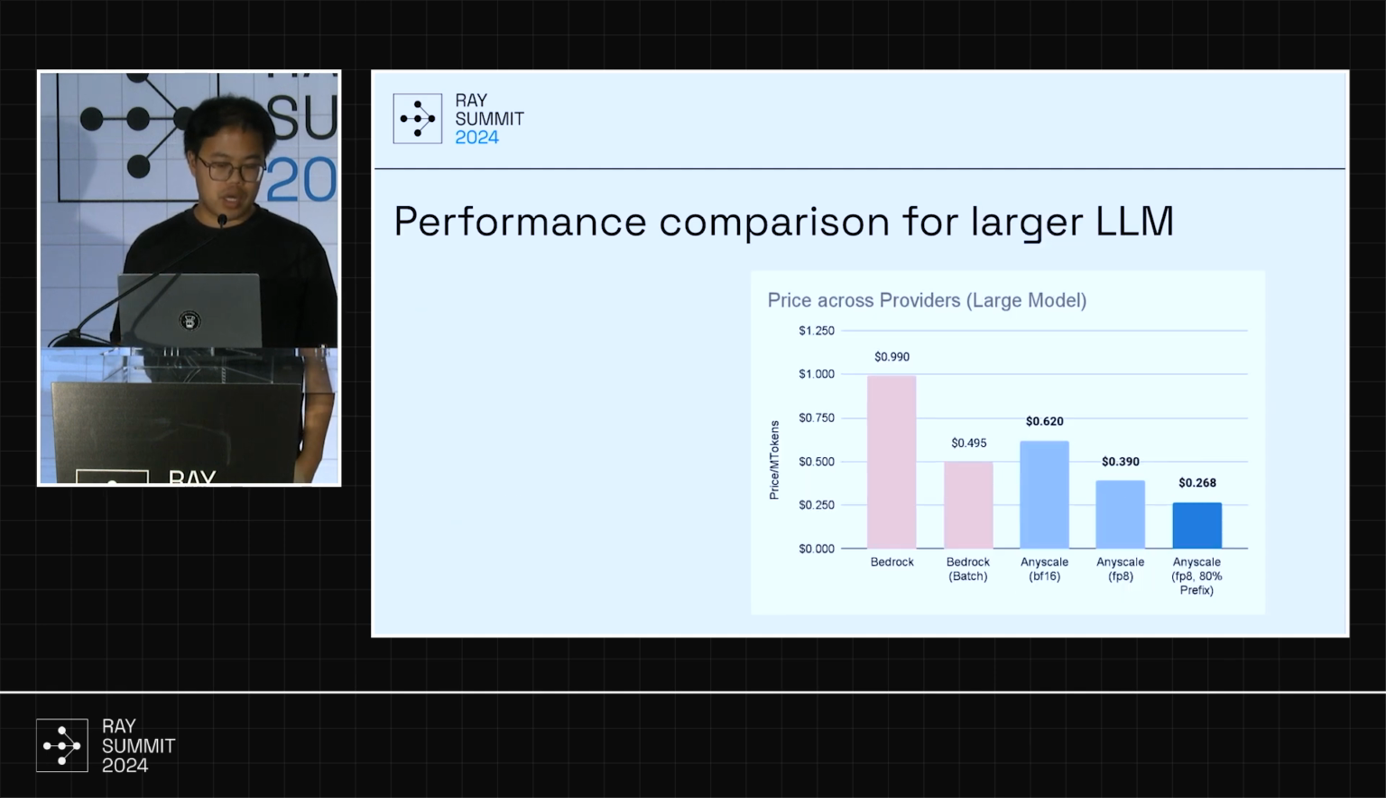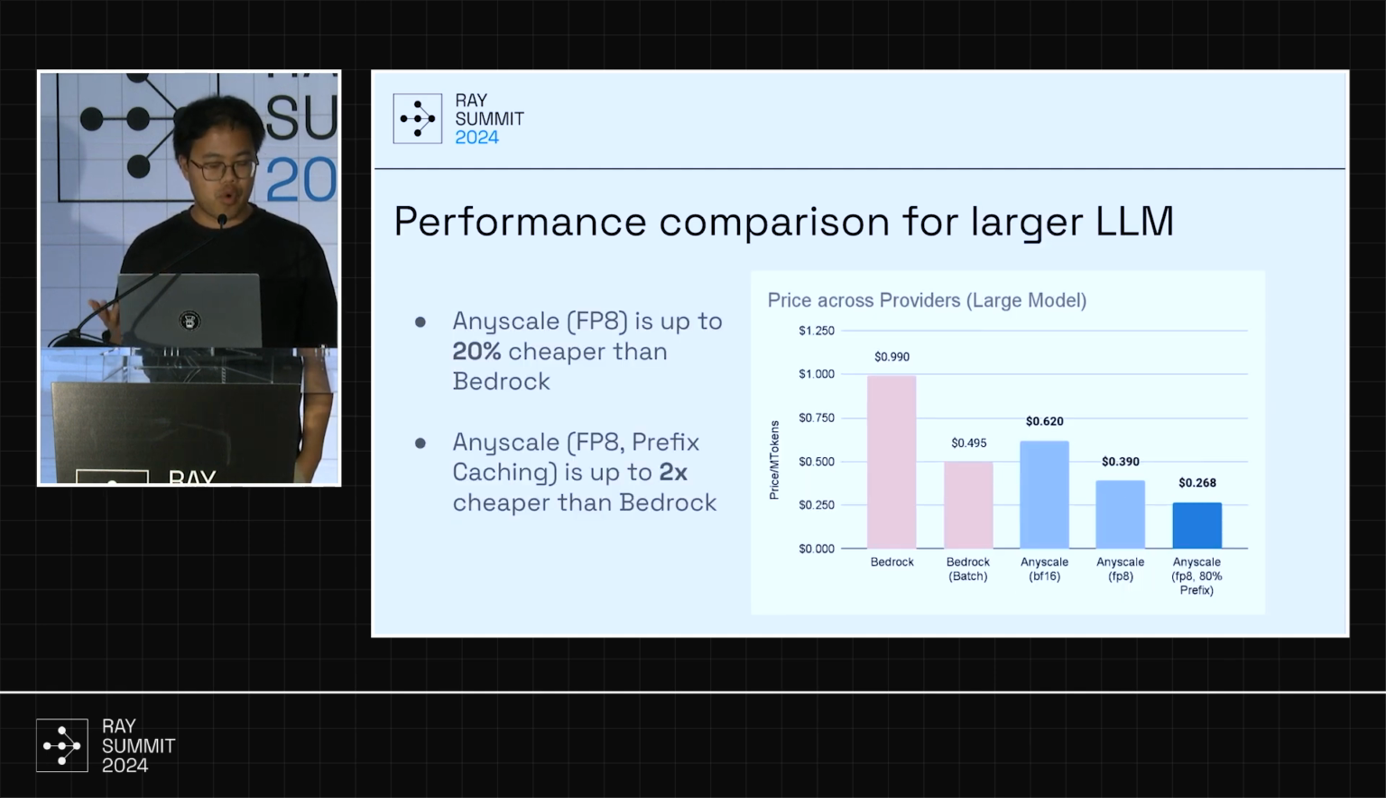On larger models, for FP8, we're able to achieve 20% off Bedrock batch pricing, and for prefix cached workloads, we can achieve up to 2x cheaper than batch pricing on AWS Bedrock. The other thing that's not noted on the slides here is that these were all achieved using L4s and L40s, so not needing A100s or H100s, pre-reserved instances, and so on.